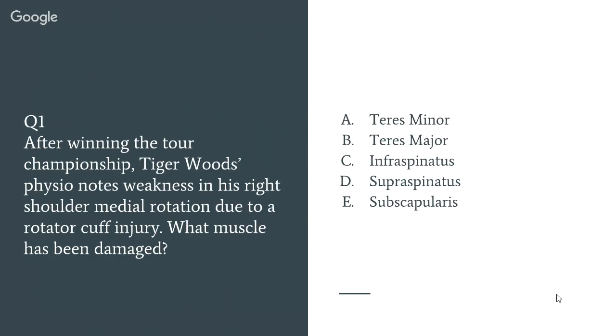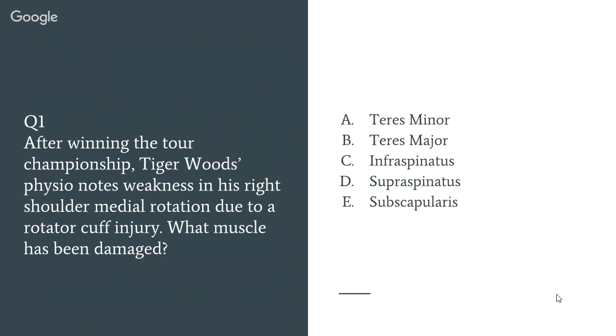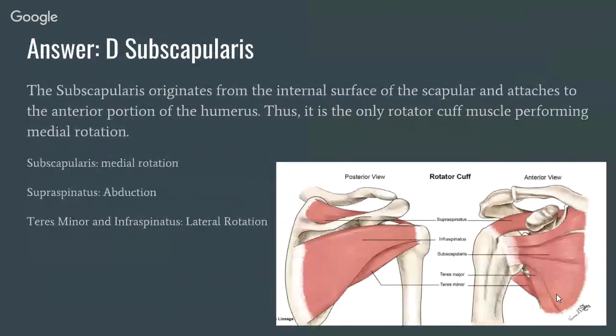Anyone want to take a punt? Any answers? So close. Anyone else? Was that a D or an E? E? Nice. Answer is subscapularis. So D, sorry. It's E. My bad. So pretty much your answer is subscapularis.